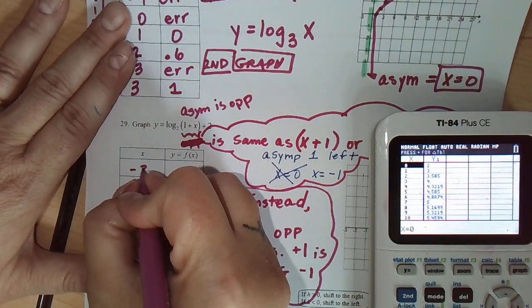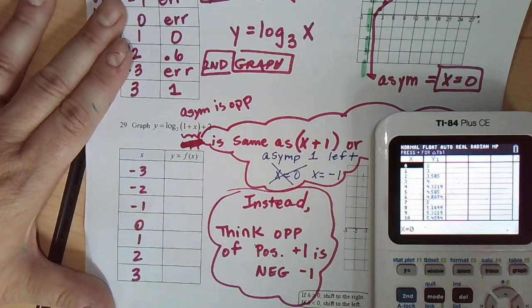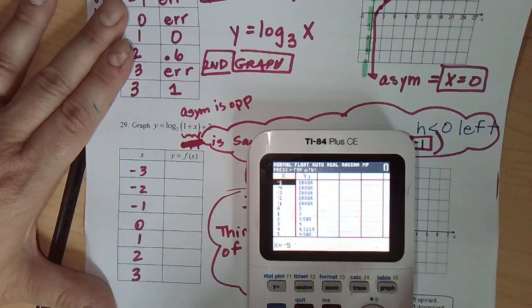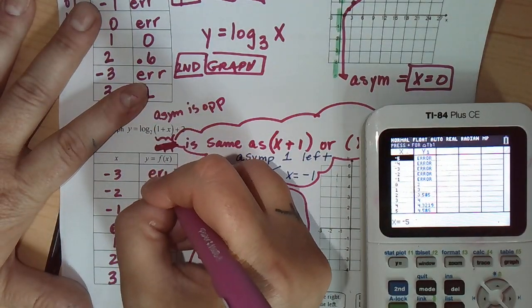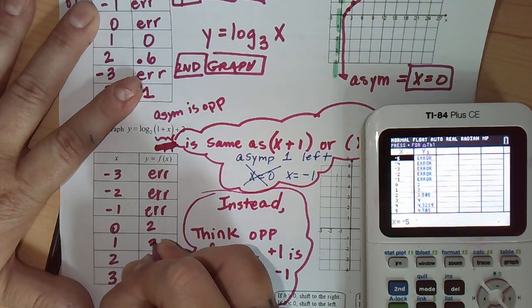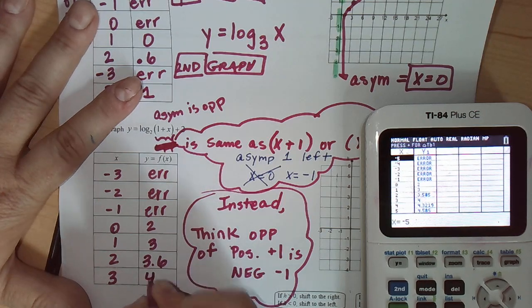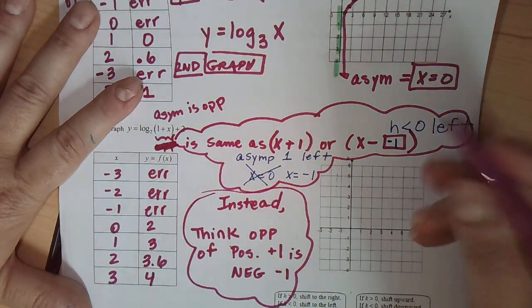Usually we go from -3. Oh, okay. Well, -3 is error, error, error. 0 is 2. 1 is 3. 2 is 3.6. 3 is 4. All right, let's draw these.